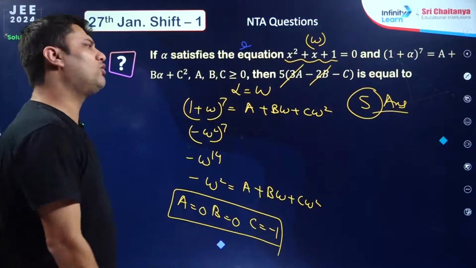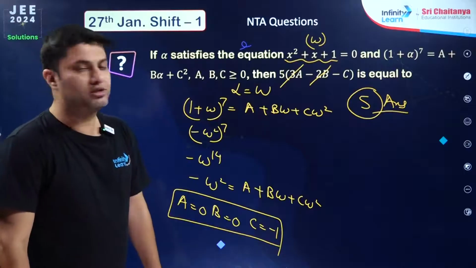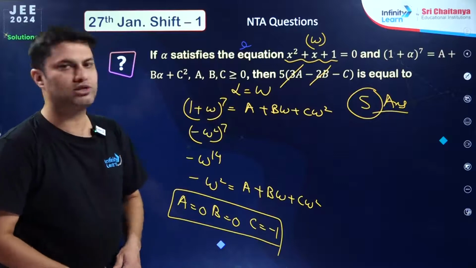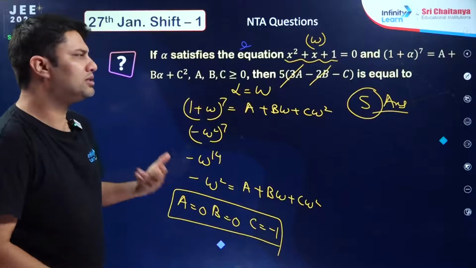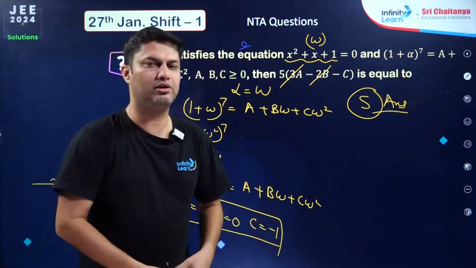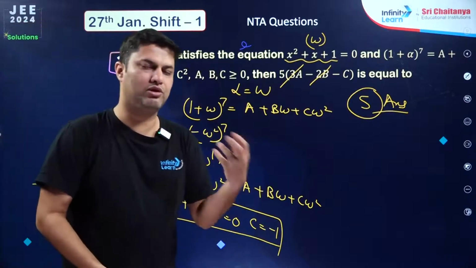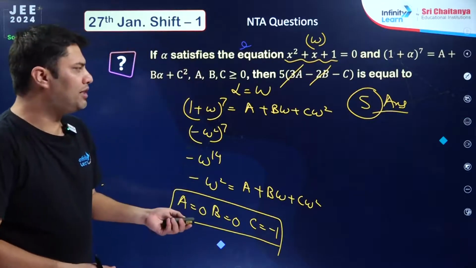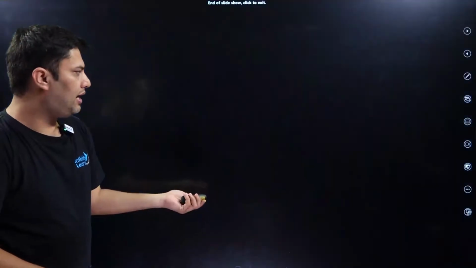So 27 shift 1 was very, very easy. I think that's why the percentile is shooting, because you got 236 marks, 235 marks, and you got only 99 percentile. Because of the level of this paper plus the number of students sitting in this shift was definitely more than the other shifts. So there was a very drastic change in the results of this shift. So I hope everybody understood this. So 5 is absolutely the right answer, and that's it.